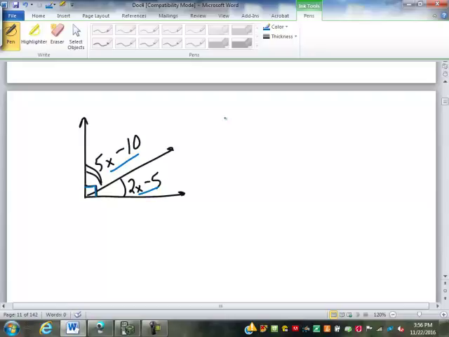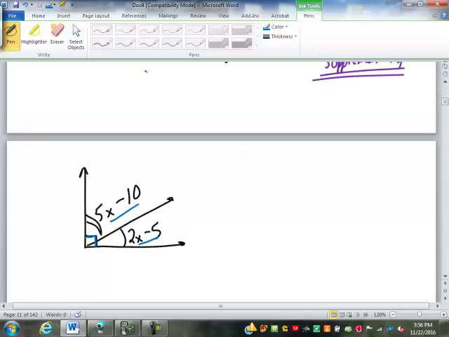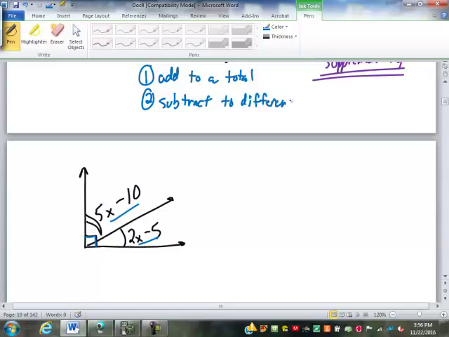When we're dealing with geometric shapes like this, distances, angles, or whatever, we only have three possibilities. One, they add to a total, which is what these do. Two, they subtract to get a difference amount. Or three, they are equal. This is the first case. They add up to a total. So 5x minus 10 plus 2x minus 5 has to add up to 90 degrees.